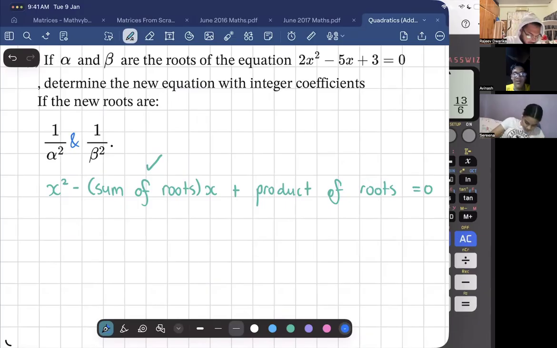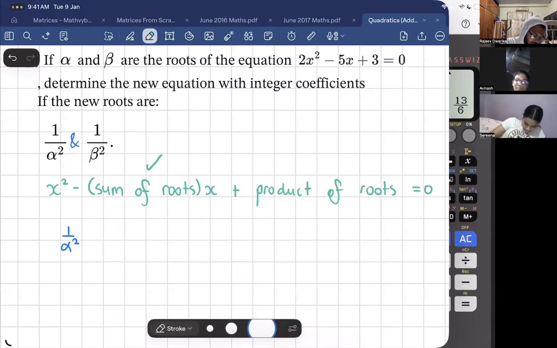1 over alpha squared and 1 over beta squared. And if you want to find your product, what do you need to do with two of them? What does product mean? If I tell you find the product of 5 and 2, what are you going to do? Multiply. So if I want to find the product of the roots, what am I going to do with 1 over alpha squared and 1 over beta squared? Multiply them. Right, so I'm going to say 1 over alpha squared multiplied by 1 over beta squared.